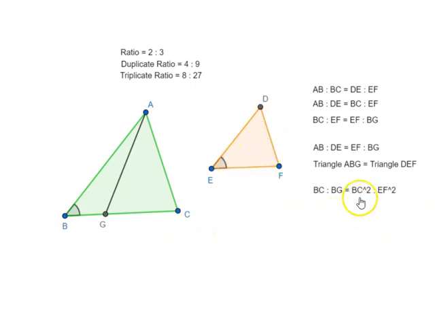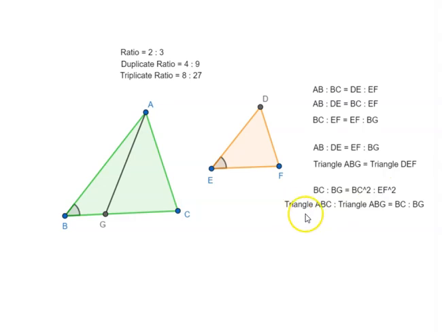Based on a definition, I can say, look at this, BC is to EF equal to EF is to BG. If three magnitudes are in proportion, I can say the ratio of the first to the third has the same ratio as the square of the first to the square of the second. This is based on a definition.